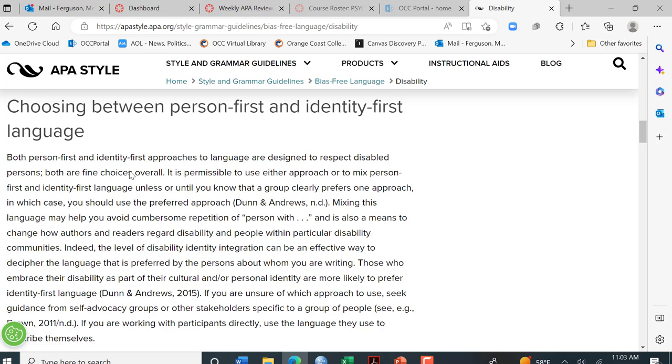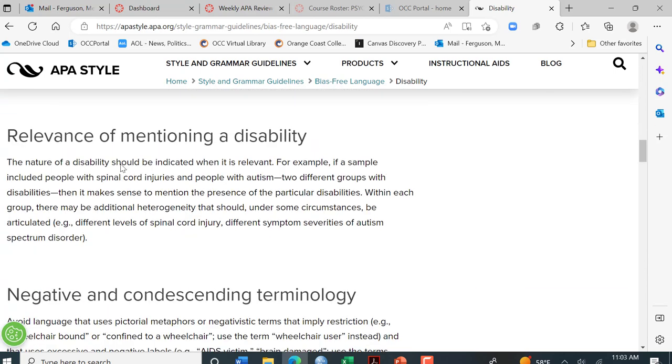I would also say person-first language is probably preferred unless you know that they really do prefer identity-first language. The relevance of mentioning a disability, in many studies, is very relevant, especially if they're looking at that particular population. Just calling it a disability in general may not be good enough.